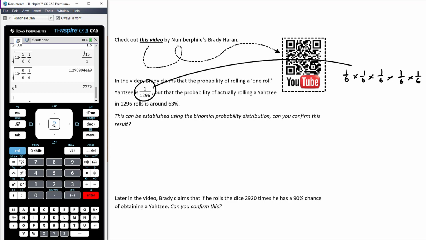But that's actually not correct. The 1 on 1296 is correct, and that's because this first one isn't 1/6. The first one is 1. The first roll, you can roll anything. Doesn't matter.